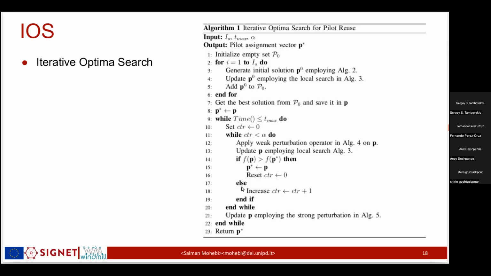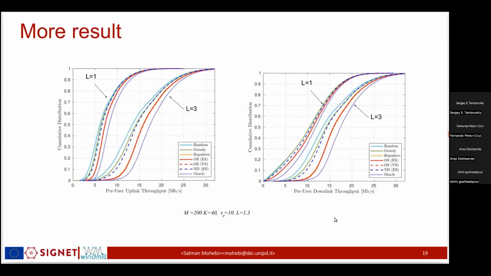And at the end, it again applies a search process, where we have not only the exchange move but also the one move. And at the end, we have a strong perturbation, which helps us skip the very deep local optima.